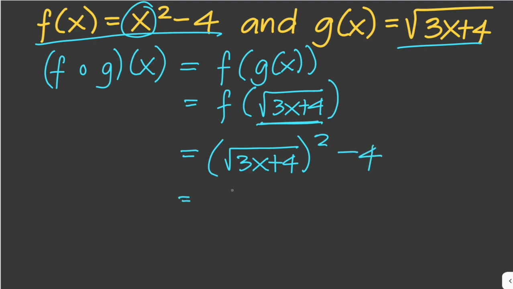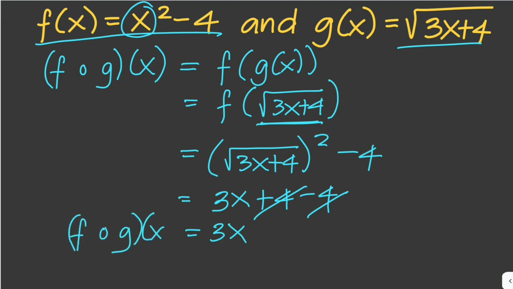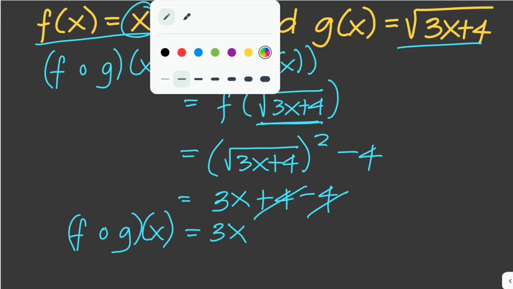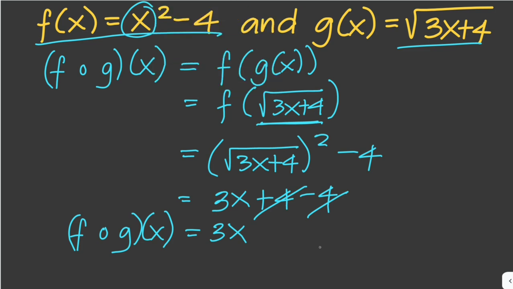And then the square of a square root is just equal to the radicand. So this is just equal to 3x plus 4 minus 4. And this cancels out. And this is just equal to 3x. Therefore, f of g of x here is equal to 3x. And now let's try finding f of g of 7.